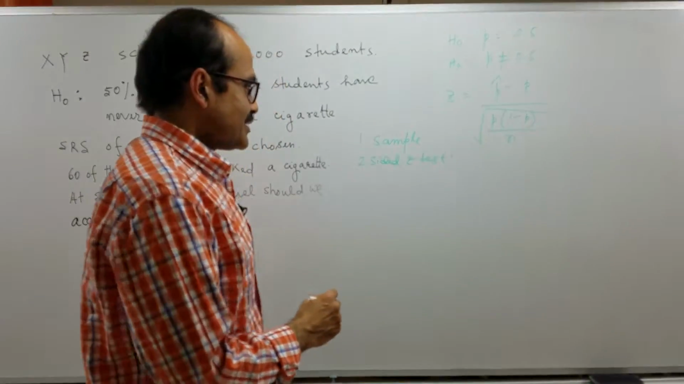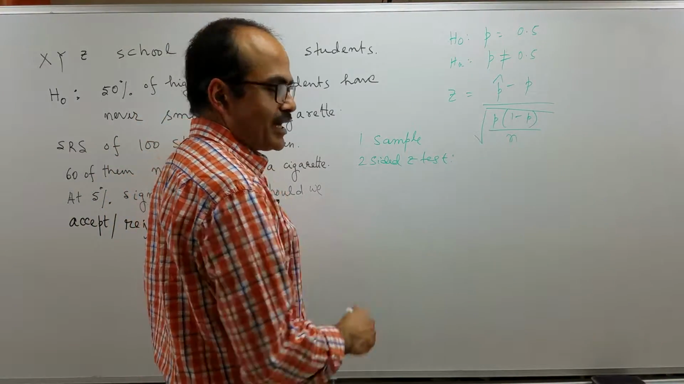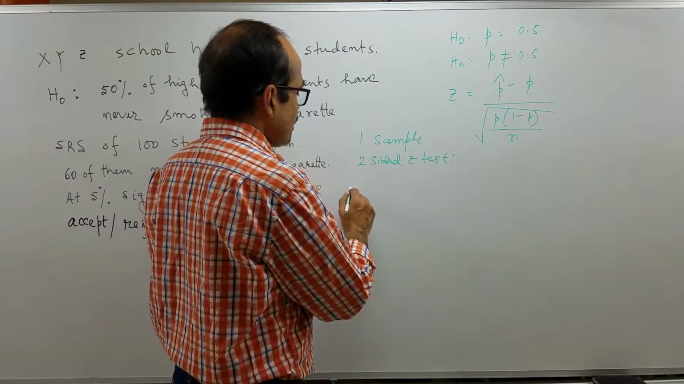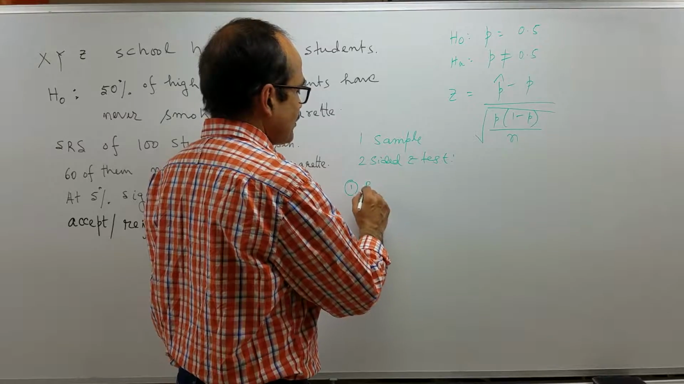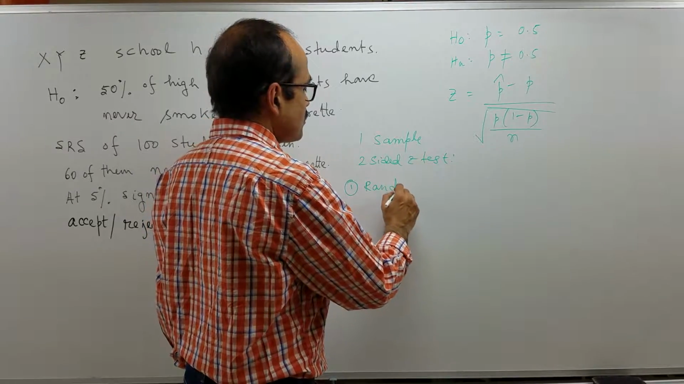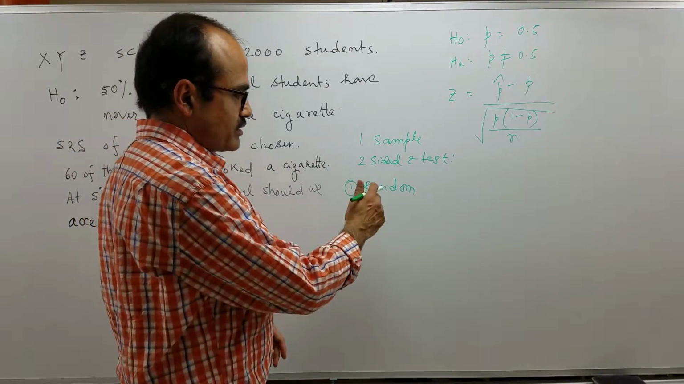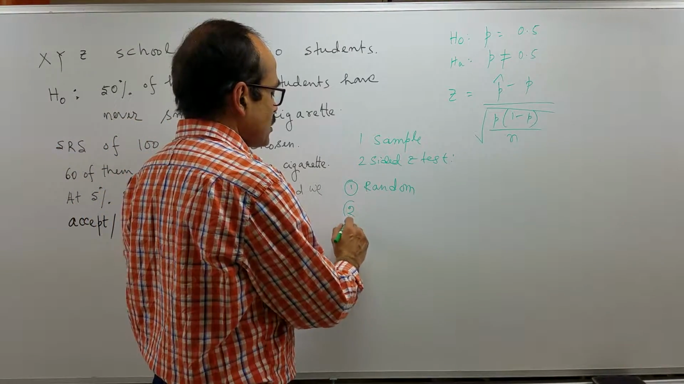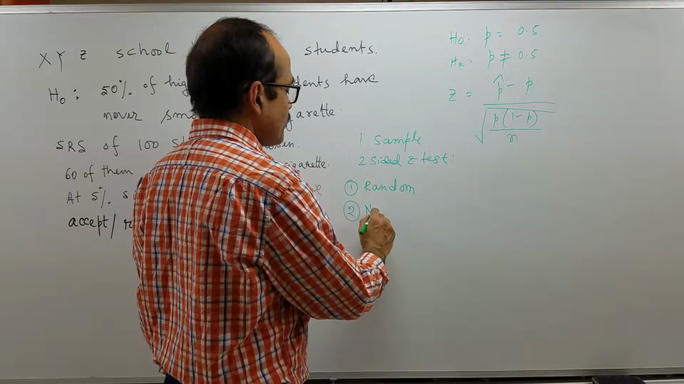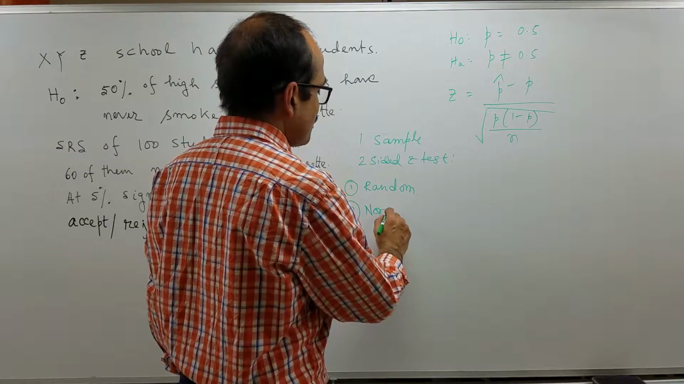because the three conditions are satisfied in this case. Condition number 1, random sample. So, this sample was chosen at random, so it is a random sample. Condition number 2, a sample follows normal distribution.